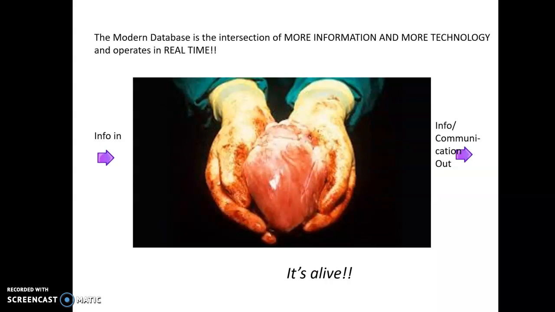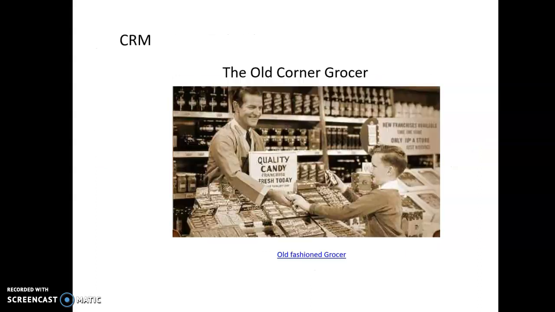Okay, and this is the heart as the symbol of the database in the marketing communications direct system. And basically the concept is this: as you know, blood goes into the heart and is pumped back out of the heart, and oxygen is added to it. And as oxygen is used by the body, the blood recirculates, goes back in the heart. And so information in, information and communication out is why the database is the heart of the direct marketing program.